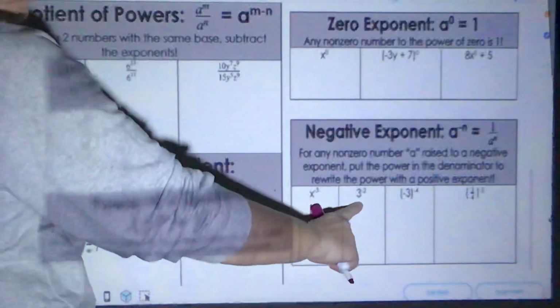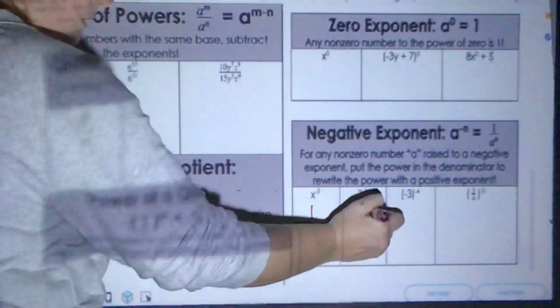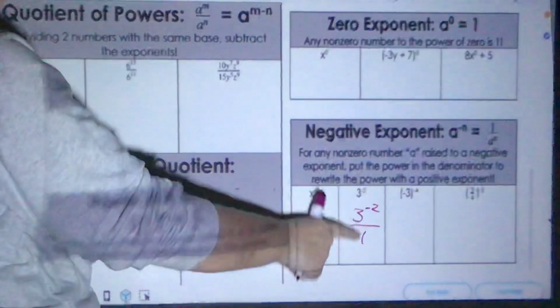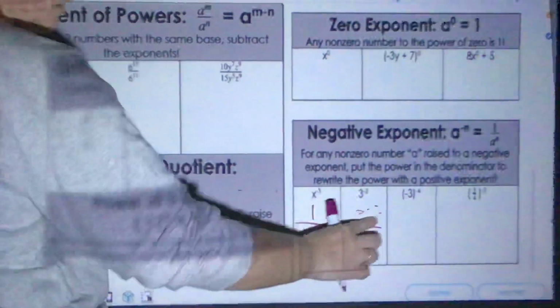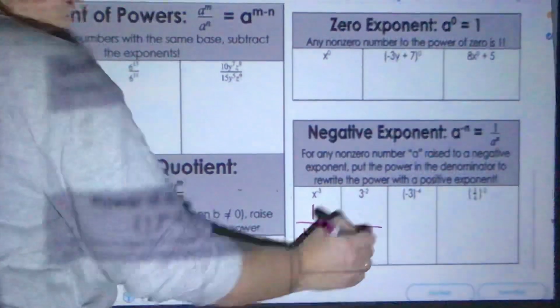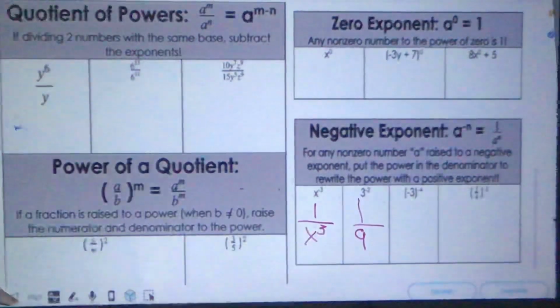For this next one, I'm going to think of this as 3 to the negative 2 over 1. But 3 to the negative 2 isn't happy. It wants to be down in the denominator. So I'm going to send it to the denominator as 3 squared, which is 9. If there's nothing in my numerator, I'm going to put a 1.